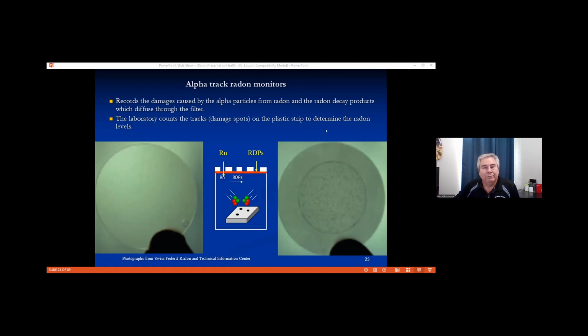Big question, if those alpha particles make a mark on a piece of plastic, imagine what's happening inside your lungs.